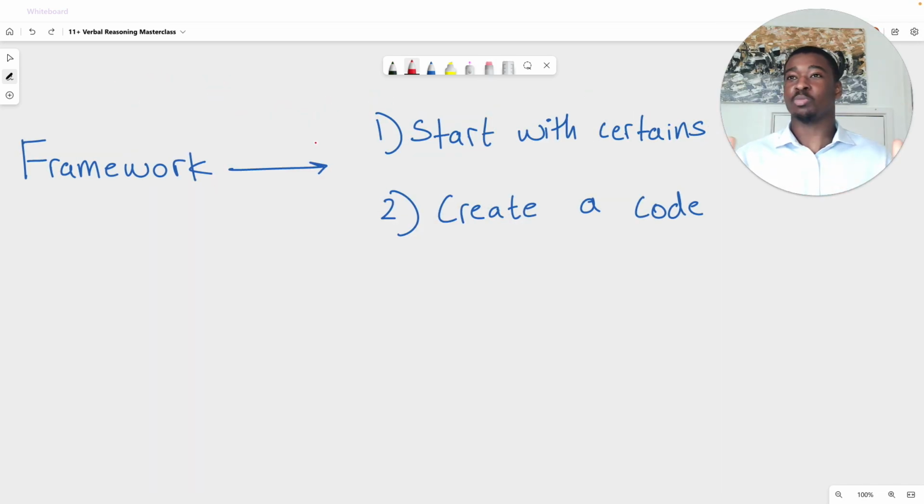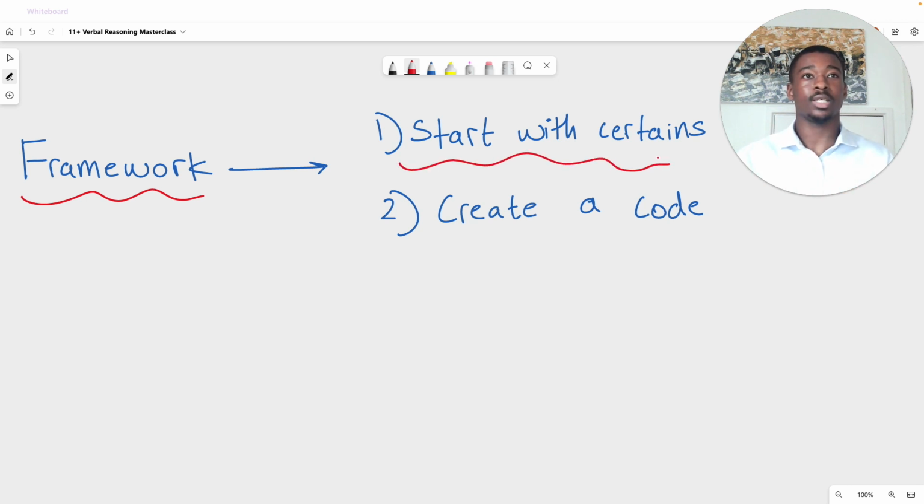Okay, so when it comes to answering word pair questions, there is a framework that we have to use every single time. Now, this special framework has two steps. The first step is we need to start with certains. And the second step is to create a code. Now, to understand this, let's really break down this question type and what's being asked of us by the examiner.